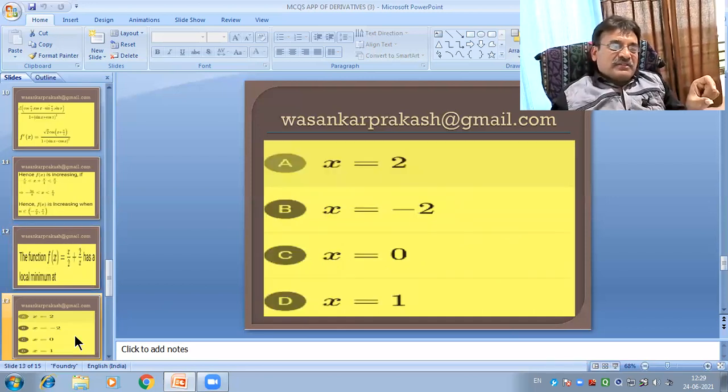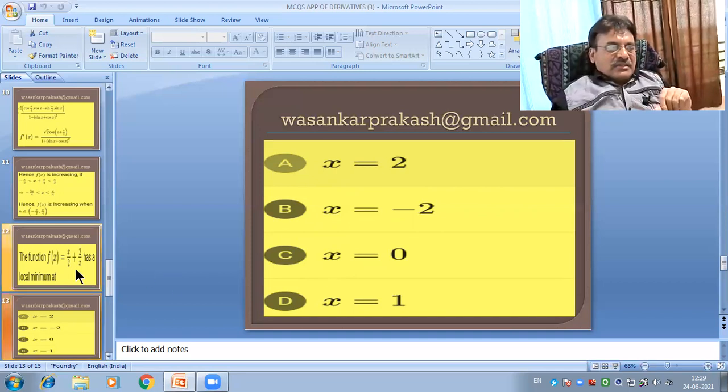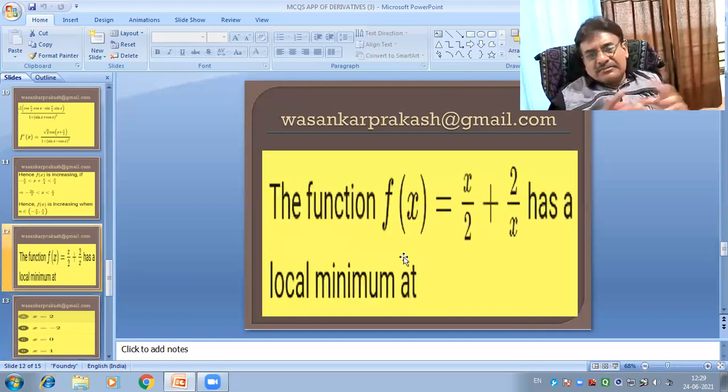Options are given: x is equal to 2, x is equal to minus 2, x is equal to 0, x is equal to 1. This is A, this is B, this is C, this is D. So here one function is given and we find at which point this function is minimum. That is, we find the value of x.